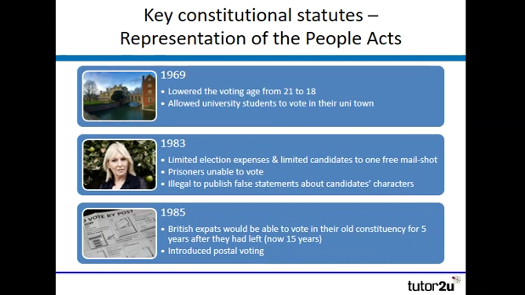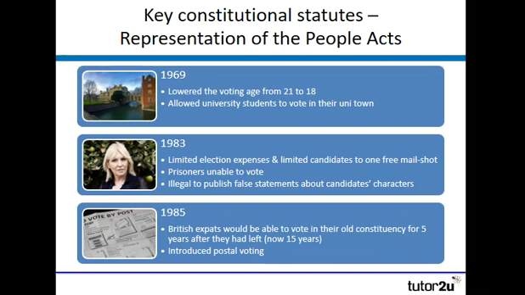We'll take a little look now at some of the Representation of the People Acts. Now, these acts effectively set out who can vote and how. So in 1969, the voting age was lowered from 21 to 18. And university students were allowed to then vote in their university town rather than having to be at home for an election. In 1983, election expenses were limited and candidates were limited to one free mail shot.